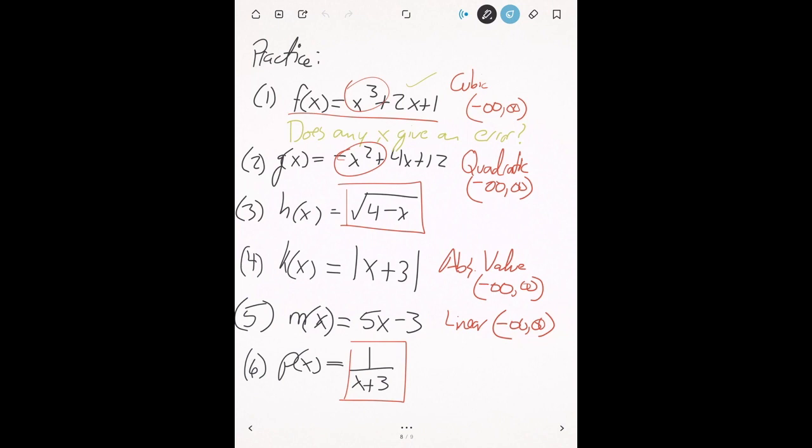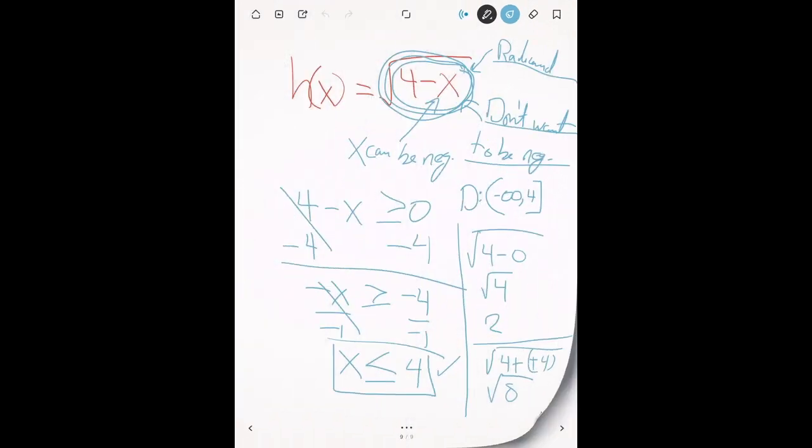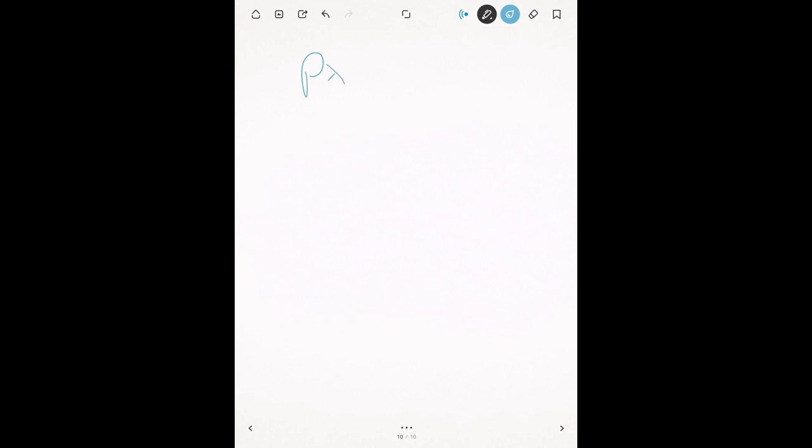All right, now let's take a look. We already got the domain of this as being negative infinity to 4, including 4. Now let's take a look at 1 over x plus 3. I think it was p of x equals 1 over x plus 3. Now before, we said that we have an error when the denominator is 0. So we need to say that this denominator can't be 0. That's what we need to avoid.